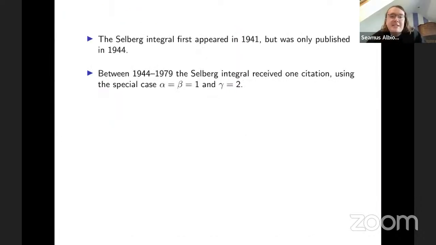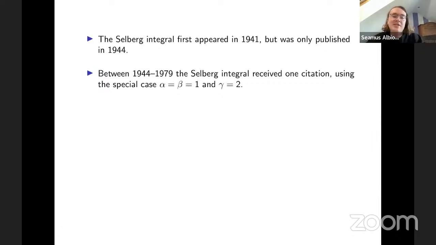I said that the Selberg integral was published in 1944, and that's true, but it actually first appeared in print in 1941 in a different paper of Selberg, where he was trying to prove some property of analytic functions. He didn't believe the integral was new, which was one of his main hesitations behind publishing a proof of it until 1944. Actually, he has a footnote in this paper where he says, I don't believe this formula is new, and if it is, I'll publish a proof later.